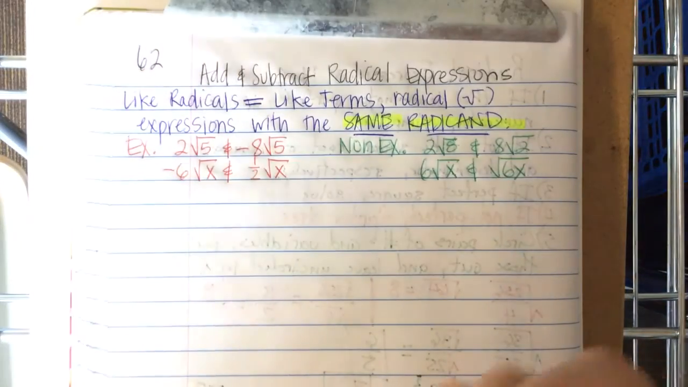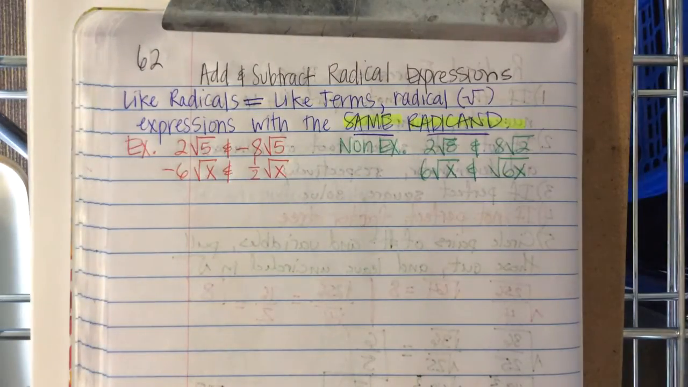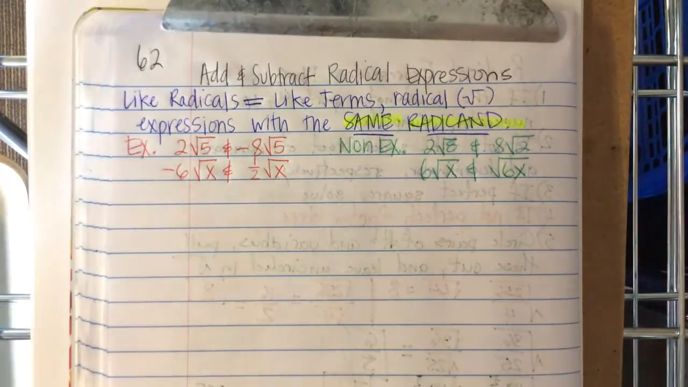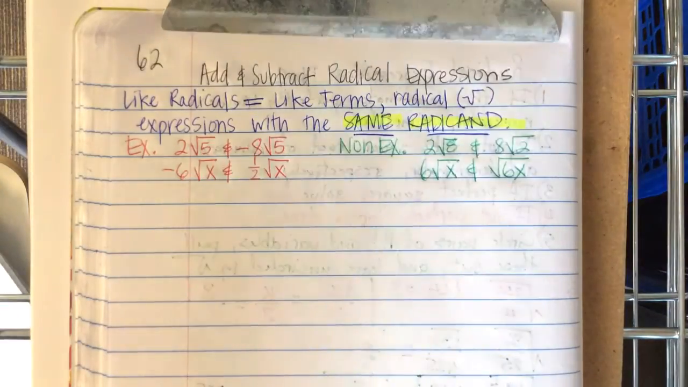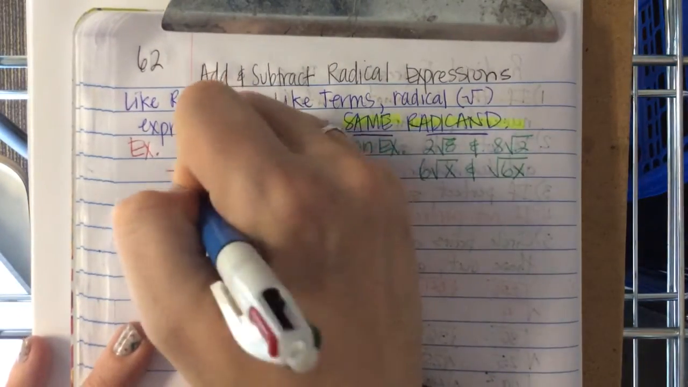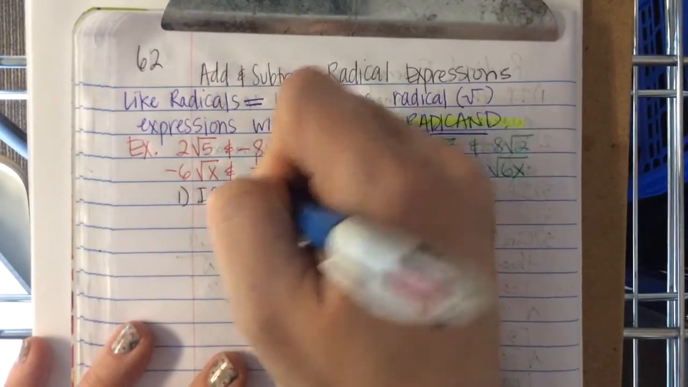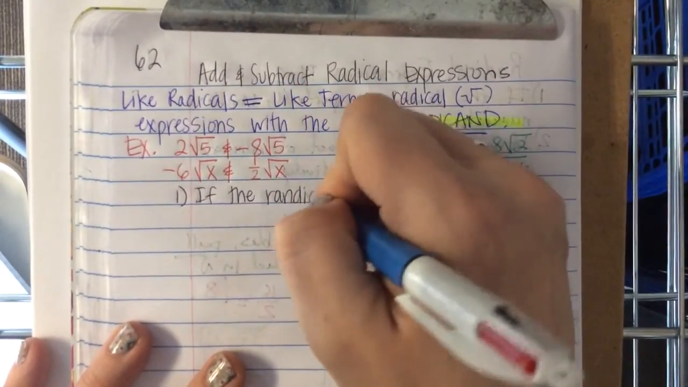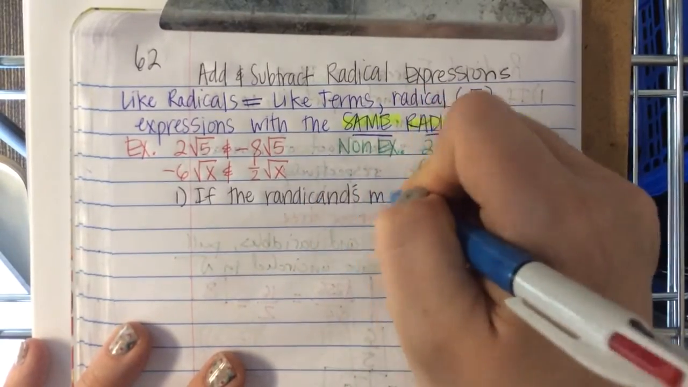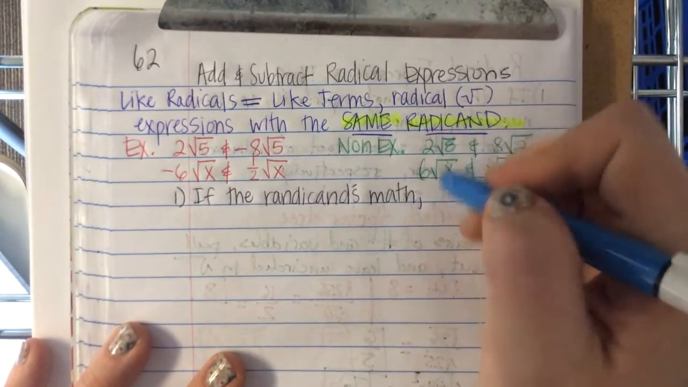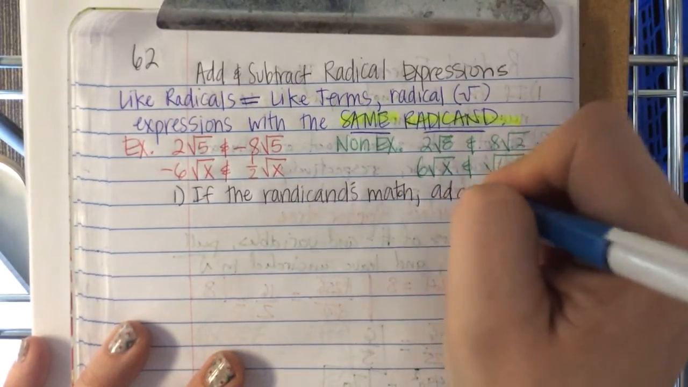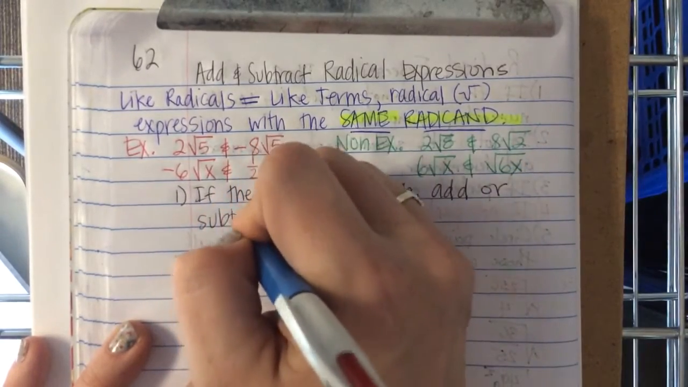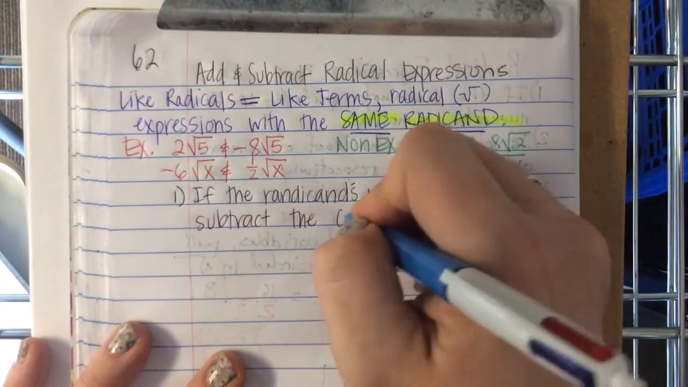And if you have like radicals, you can combine them. You can use your order of operations. So, if the radicands match, there's a C in there, M-A-T-C-H, add or subtract the coefficients.